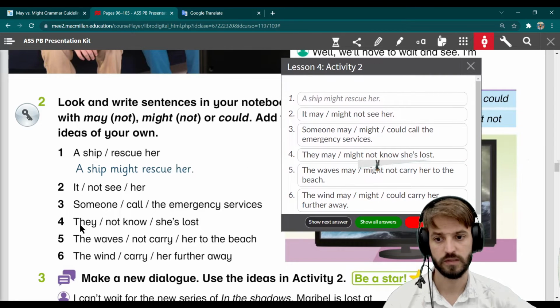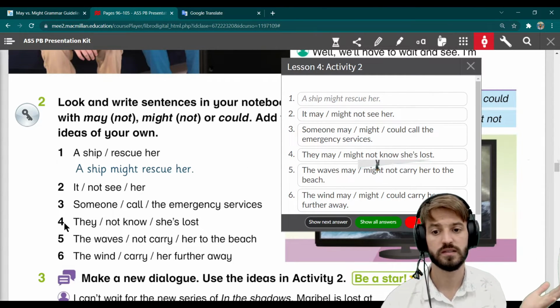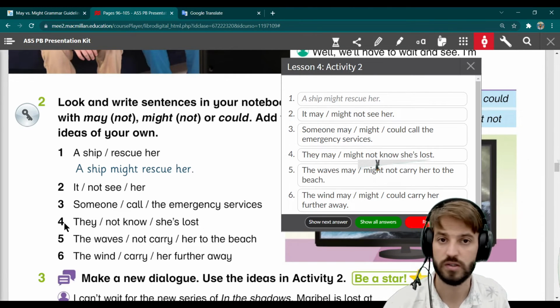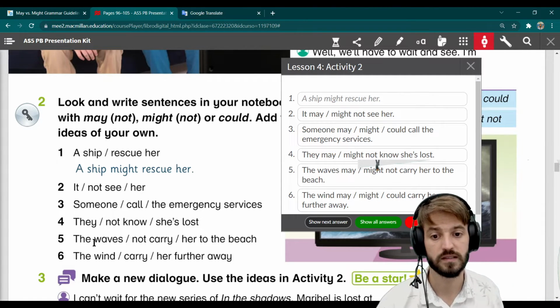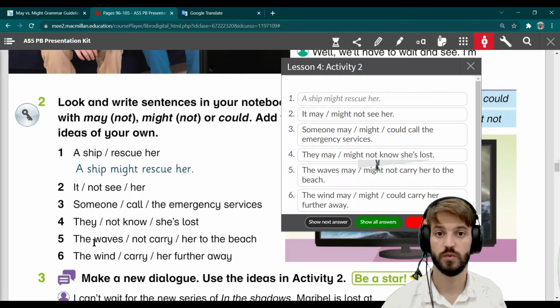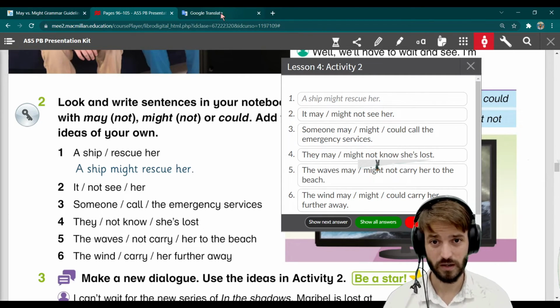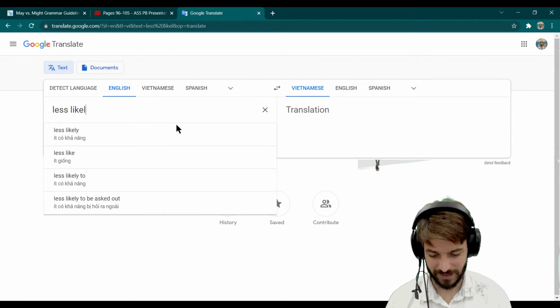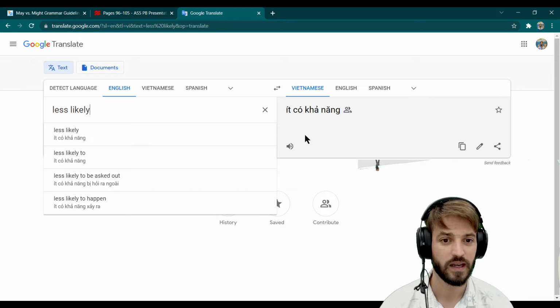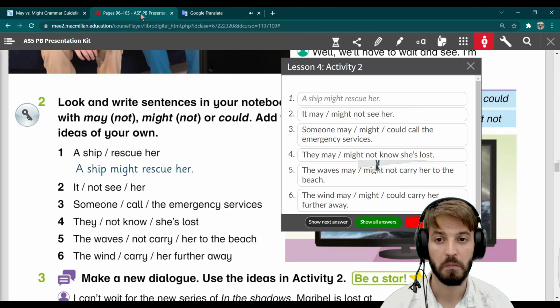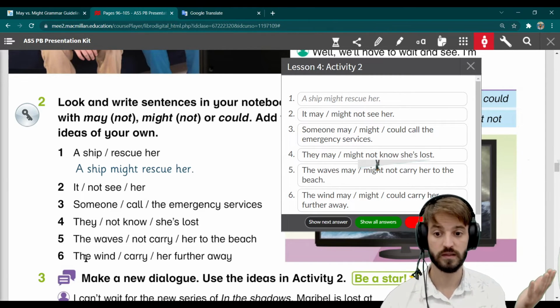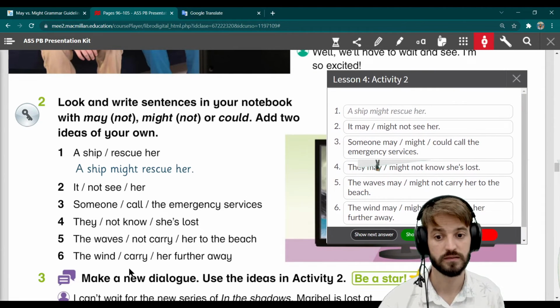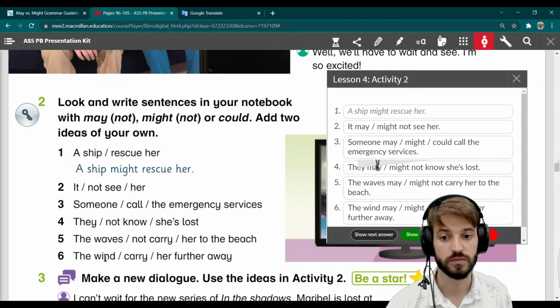Okay, and question number 4 here. What might they not know? What might they not know? Question number 5, what might the waves do? Might, less likely. Cool. What might the waves do? And what might the wind do? You decide. What might the wind do? The wind.